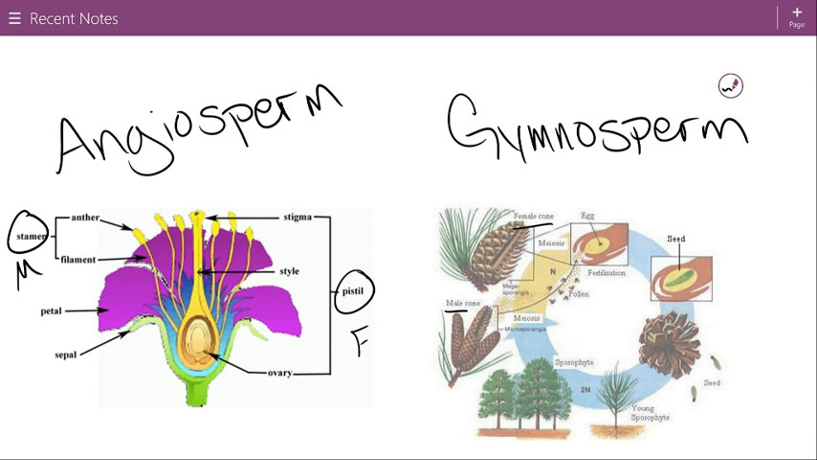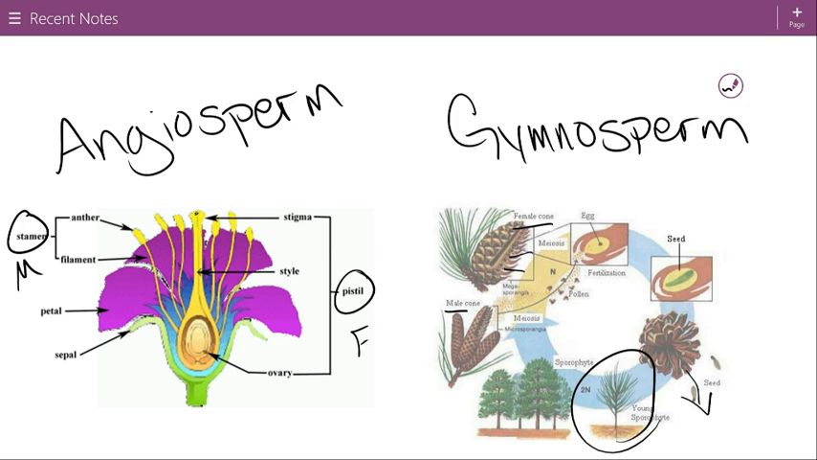Now in the gymnosperm, we have the male cone that produces the pollen. The pollen then is released, and the wind carries it to a female cone, where we have these nooks and crannies that the pollen settles into, finds the egg, which is then fertilized, and that becomes a seed. The female cone eventually opens up, the seeds fall, and we get a new plant.